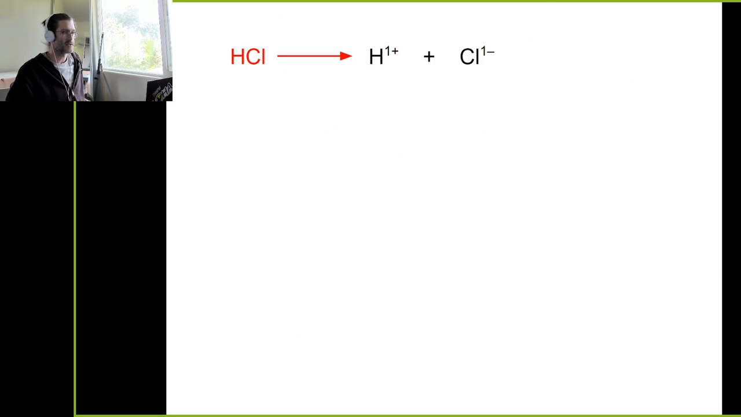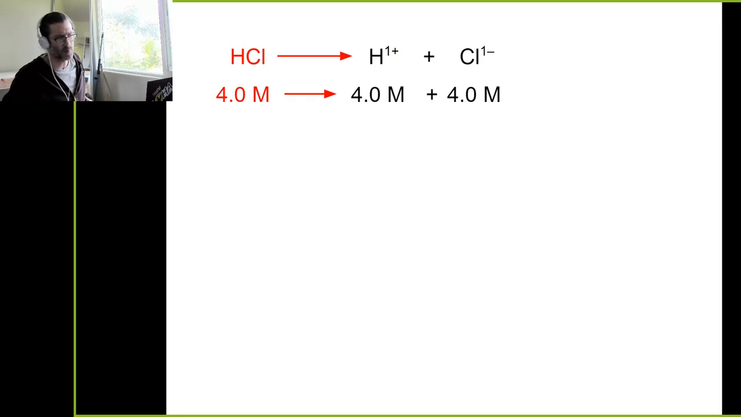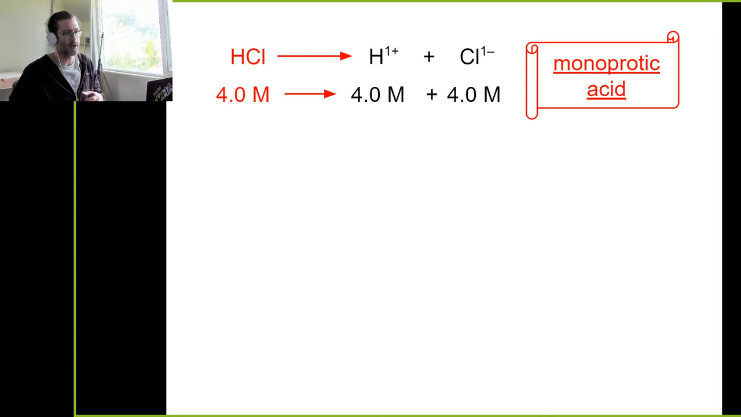So HCl dissociates completely. If we have 4.0 molar HCl, we'll have 4.0 molar H plus and 4.0 molar Cl minus, but we don't really care about that because it doesn't contribute to the pH of the solution. It doesn't contribute to the concentration of H plus. Since there's only one proton in HCl, or only one H plus, we call it a monoprotic acid.